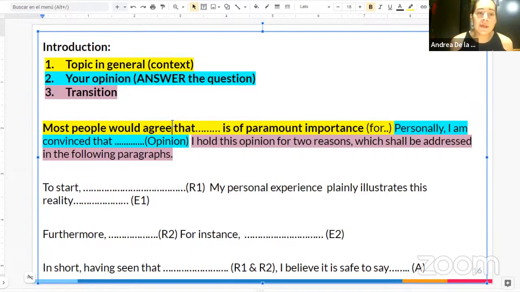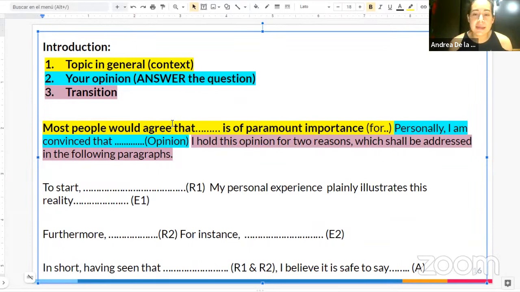So for example, we could say something general. I'm gonna give you some examples. About honesty, I could say most people would agree that values are of paramount importance for the development of a human being, right? Or values or honesty has been of paramount importance throughout all history, right? So something like that, something general about honesty. And the most common thing to do is just say honesty is of paramount importance. So you're saying this topic is really important to debate, okay?